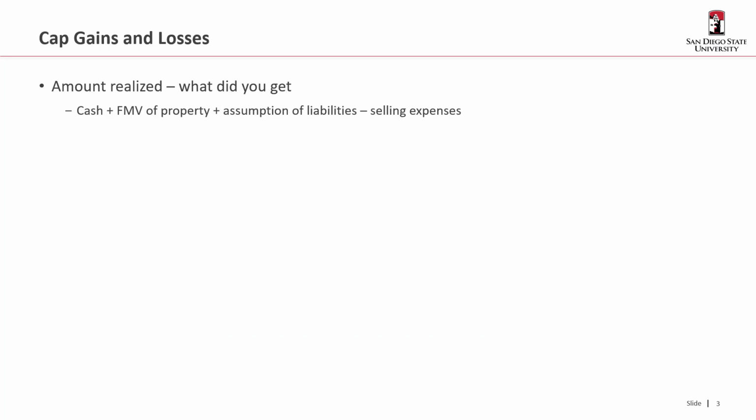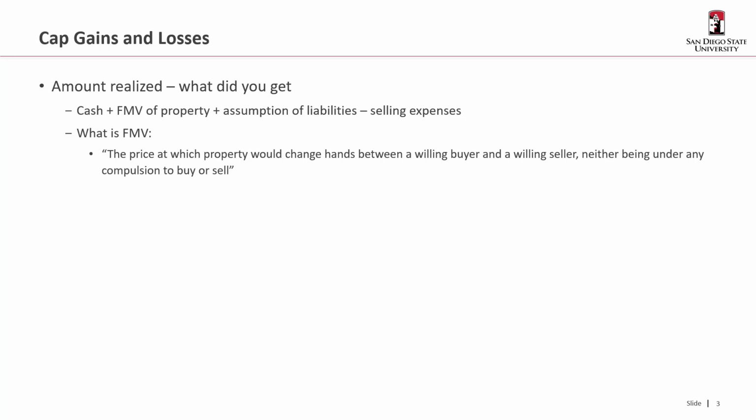So what is the amount realized? Simply put, that's what did you get. So did you get any cash? Did you get property? If so, included at its fair market value. Did anyone assume away some of your liabilities as a result of this? Then if so, that's part of your amount realized. And then minus any selling expenses. So it includes the fair market value of property.